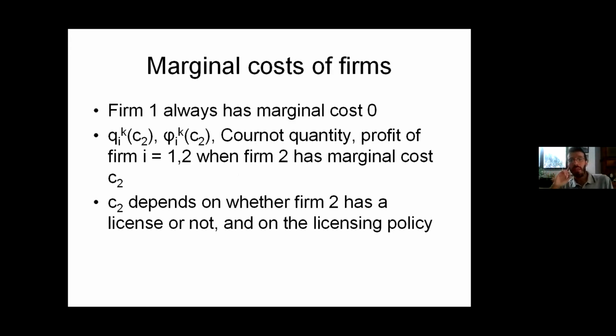Now let's consider the marginal costs of the firm. Well, firm 1 always has marginal cost equal to 0 because firm 1 is the patentee, so it is the innovator. Let me indicate by q_i^K(c2) and π_i^K(c2) the Cournot quantity and the profit of firm i respectively when firm 2 has marginal cost c2, where c2 depends on whether firm 2 has a license or not, and depends on the licensing policies.